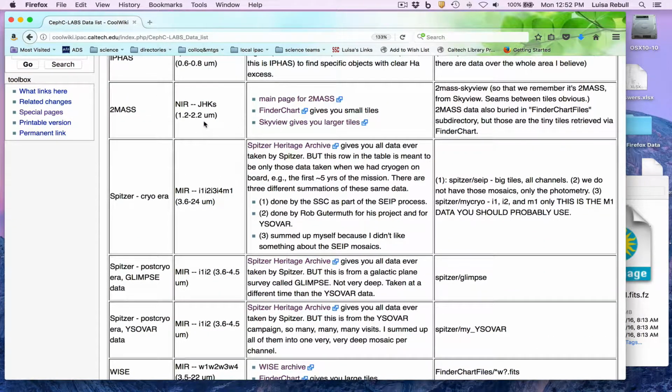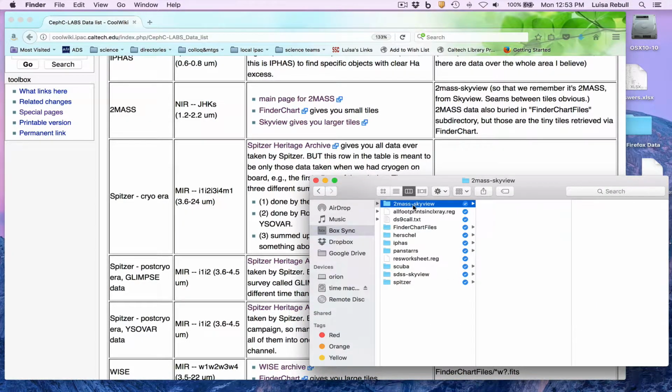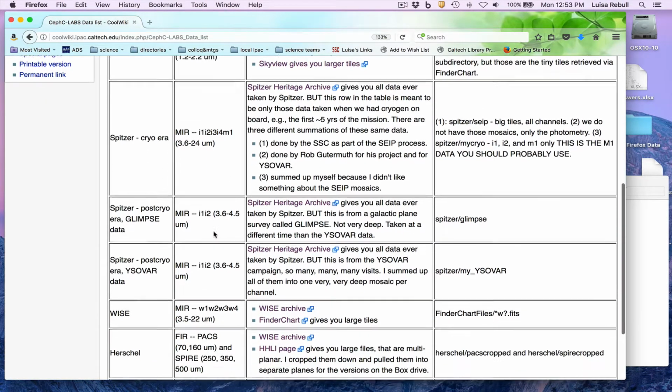Okay, 2MASS. 2MASS has J, H and K, it's near infrared. Again, you can get the original data. You can get it from Finder Chart, but Finder Chart is going to give you only small tiles. So to get larger tiles, you have to get it, for now, from Skyview. So again, if you go over here, 2MASS-Skyview to remind us that the data are coming from Skyview, and those are the big tiles.